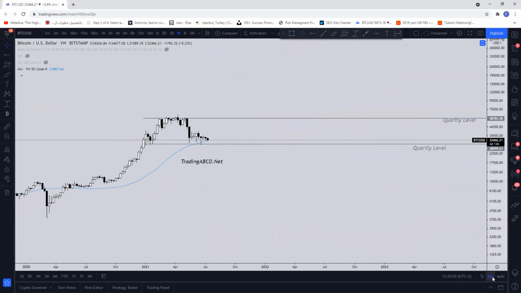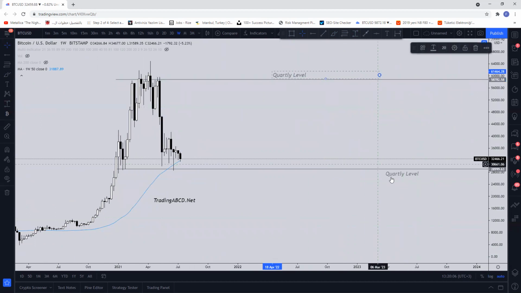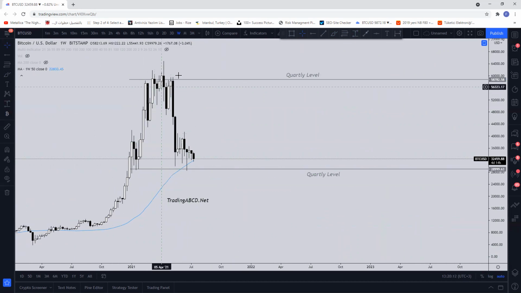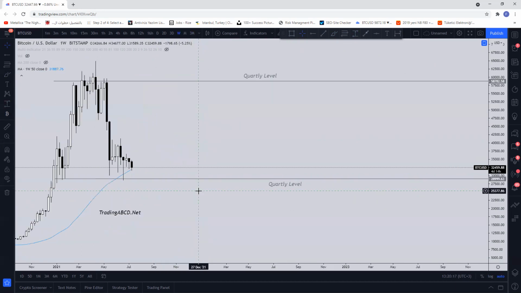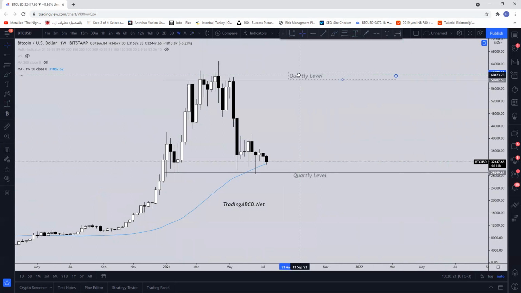So this is the weekly MA50. Now let's zoom in to the current price. We have these two quarterly levels, as we mentioned, and when we tested the lower one, we had a nice bounce from here. Also, we couldn't flip the upper one. Now let's go down for more detailed levels.